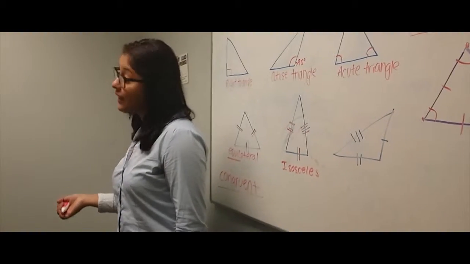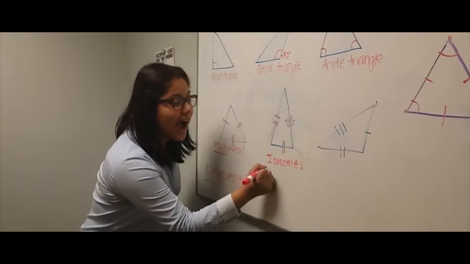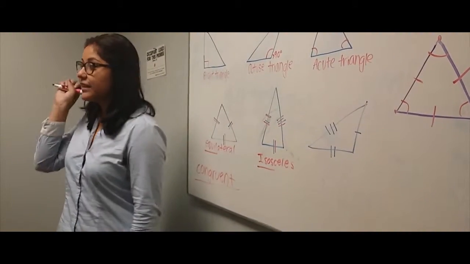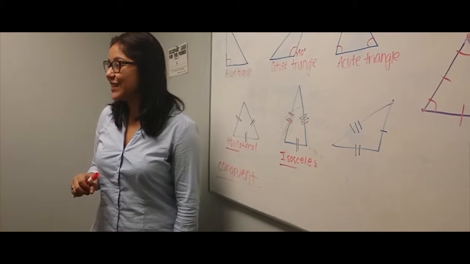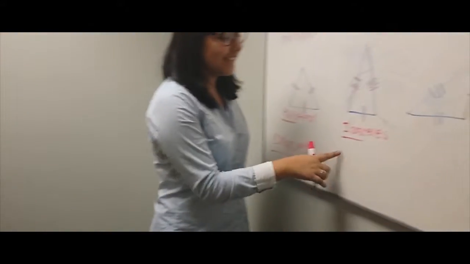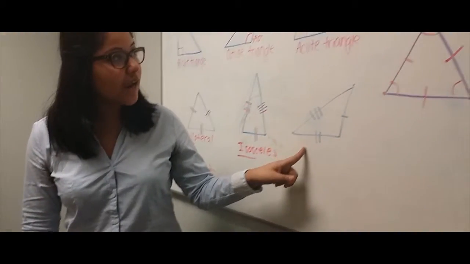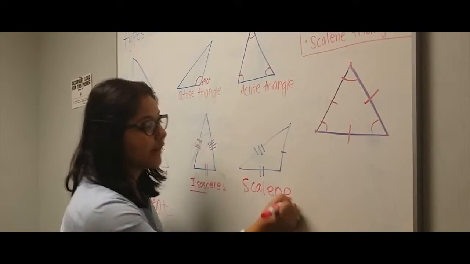So something that I like to use for isosceles triangles is: I saw at least 2 the same. So repeat after me. 1, 2, 3. I saw at least 2 the same. Perfect.